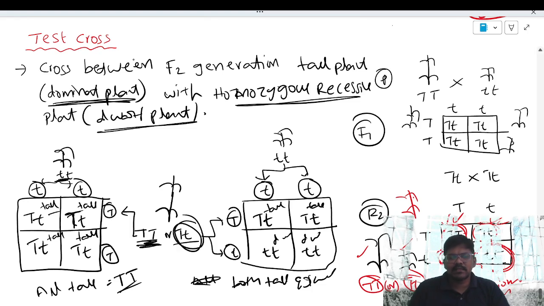That is about the test cross. The test cross is used to know the genotype of an F2 generation dominant plant. If the F2 generation dominant plant is homozygous dominant, the next generation is all dominant, tall plants only. If the F2 generation dominant plant is heterozygous dominant, then the next generation will form few tall plants and few dwarf plants.